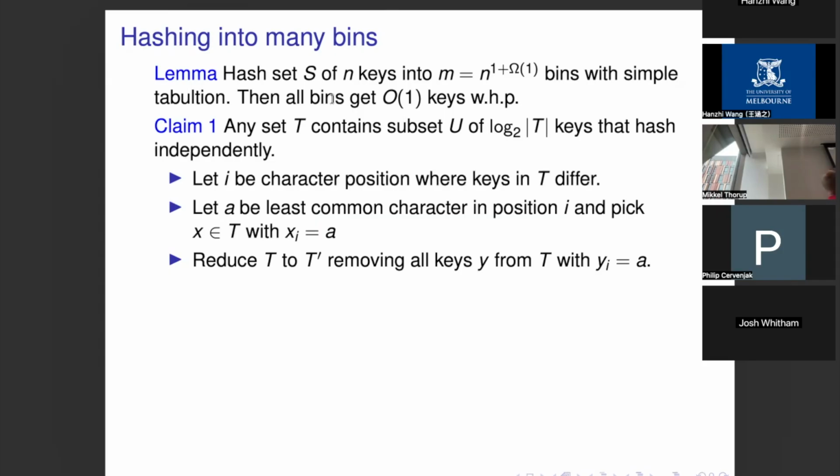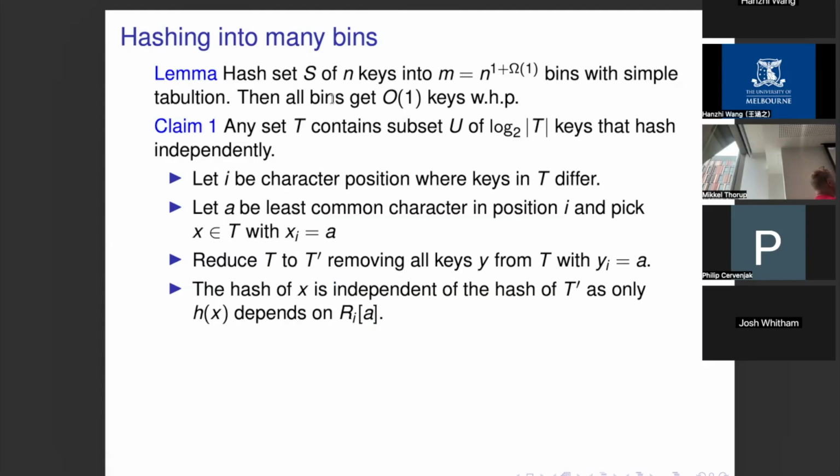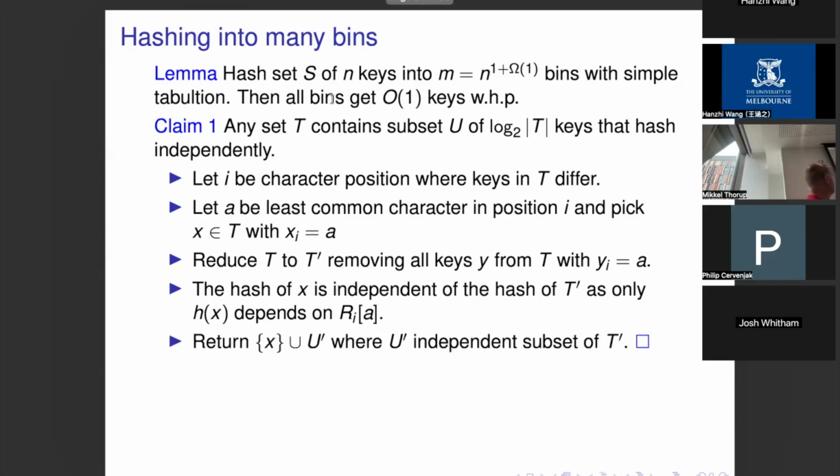Okay, so this is, again, an inductive proof. So now the point is that the hash of X is independent of the hash of all the other elements, because when we composed our hash function, we took the hash of each character in each position, and now X is the only key that uses A in position i. All other keys will not have that character. So the hash of X is the only one that depends on h_i of A. Nobody else depends on it. So it's independent. And then I just apply this recursively.